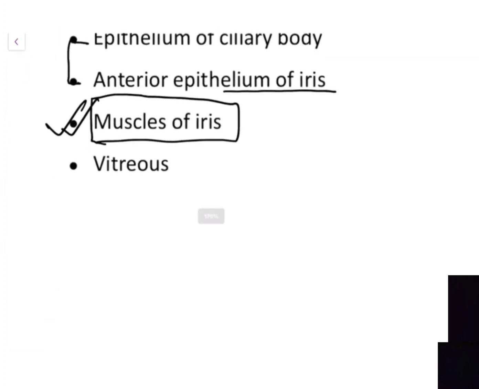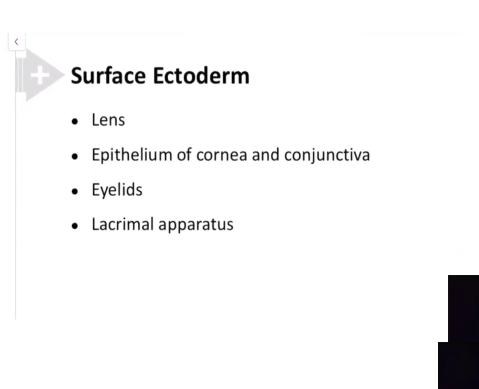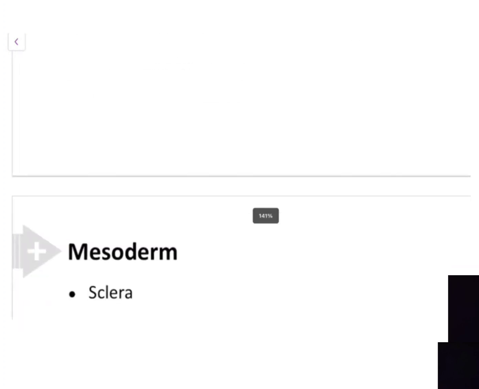So the main derivatives of your surface ectoderm are these. Mainly, as we learned, the lens, the epithelium of the cornea and conjunctiva, the eyelids, and the lacrimal apparatus. So the lens, the anterior most structures, that is the epithelium of cornea and conjunctiva, then the eyelids and the lacrimal apparatus.